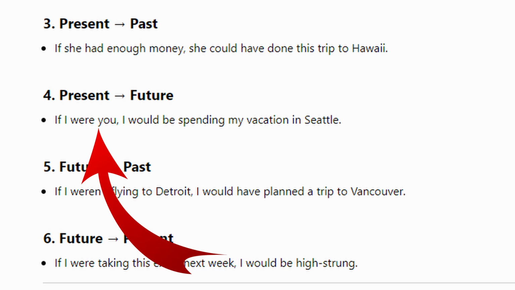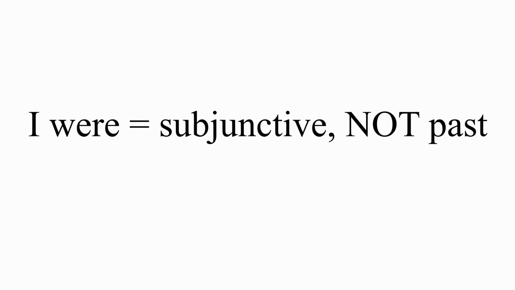"If I were you, I would be spending my vacation in Seattle." So we have a hypothetical present, "if I were you." We have to be careful here because it looks like the past. It's actually the subjunctive form, which has almost completely disappeared as a separate form in English. If I were you, okay, I'm not you. I'm not talking about the past, I'm not talking about the future, I'm talking about the present. Right now, I am not you. Imagining a reality where in this present moment, I could be you. So we're already imagining something that's not real in the present.